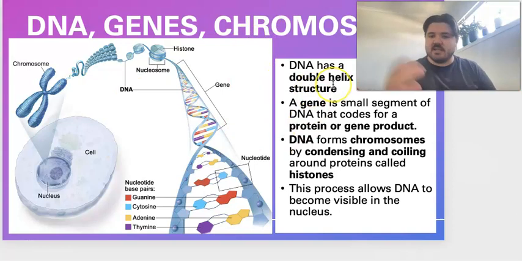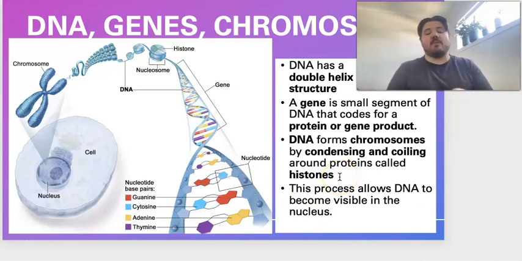So again, this slide here does talk about a couple of things. So DNA is a double helix structure. A gene is a small segment of DNA that codes for a protein or gene product. So again, get that in your heads. A gene actually will code for something, whether it's a protein or another gene product. Okay. DNA forms chromosomes by condensing and coiling around proteins called histones. That's quite key there as well, right?